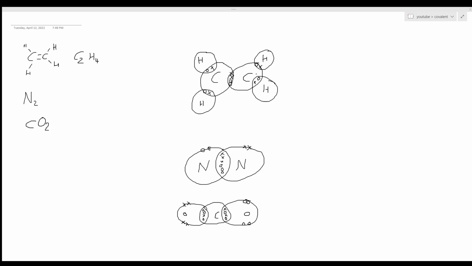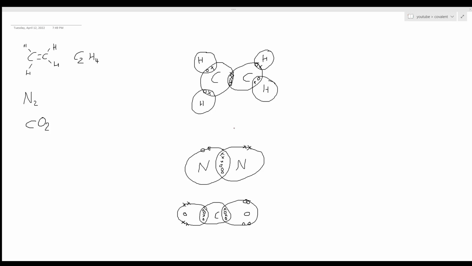So this carbon here has 1, 2, 3, 4, 5, 6, 7, 8. That means it's happy. This carbon also has 2, 4, 6, 8. So it's happy. Alright, nitrogen. Again, looking at nitrogen in the periodic table, it's in group 5. So it needs 3 to get to 8. 5, 6, 7, 8. If it needs 3, that means it's willing to share 3.